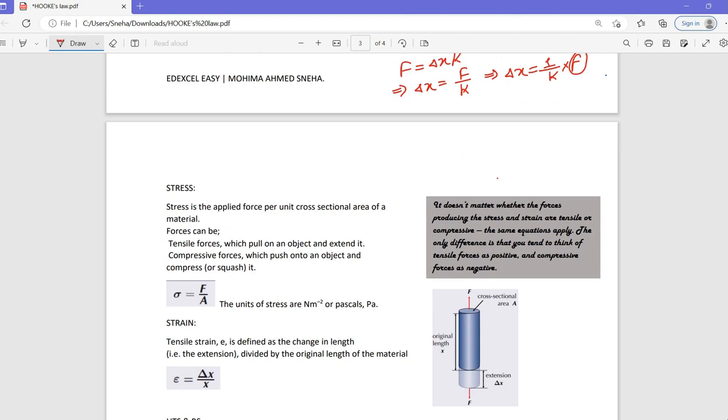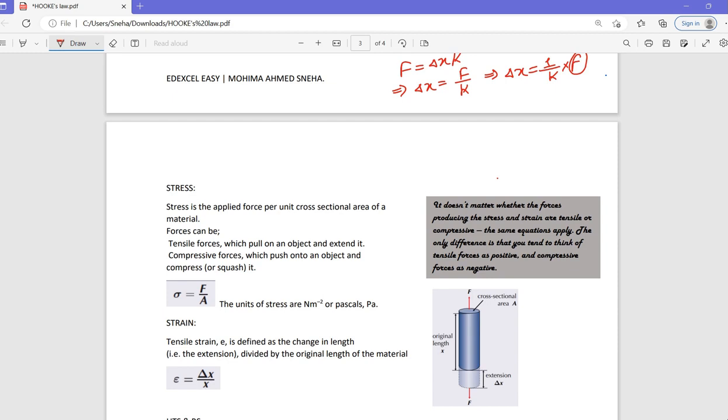So strain and stress are very similar. We are now working with entire objects, not limiting ourselves to strings and wires only. We can work with any kind of object that has area, meaning it has multiple dimensions, 3D objects. Since they will have area and volume.